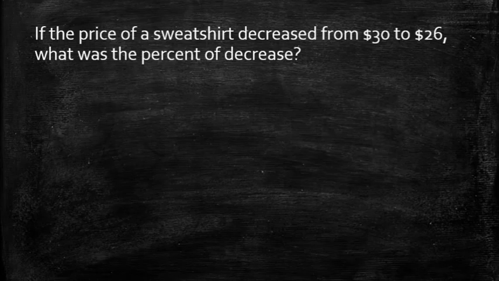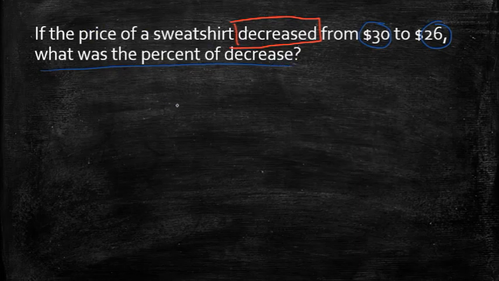So let's do a problem here. If the price of a sweatshirt decreased from $30 to $26, what was the percent of decrease? So we know we're working with a decrease problem here. Let's circle our numbers. We're using our cube strategy. Let's see what other words are important. Decrease, that's important. And they are asking us, of course, what the percent of decrease is.